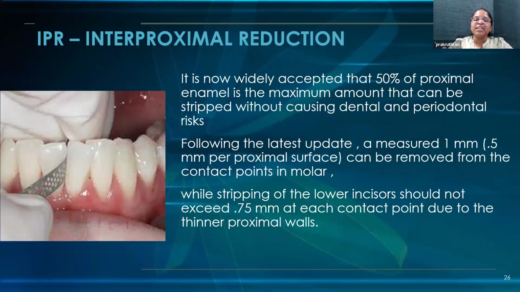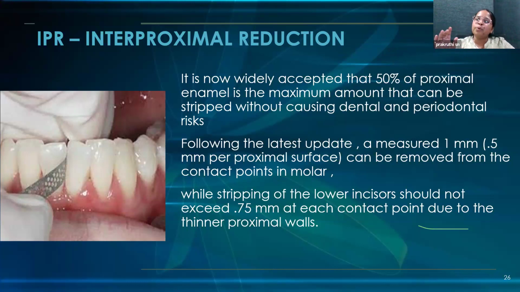But when it comes to the anterior region, 0.3 or 0.4 from each tooth, around 0.6 millimeter can be removed from the anterior region. Safest is, from one particular contact don't exceed 0.4, and from the other tooth again don't exceed 0.4, irrespective of whether it is anterior or posterior. Altogether, it makes up 0.8 in each contact area. Don't try to exceed this.